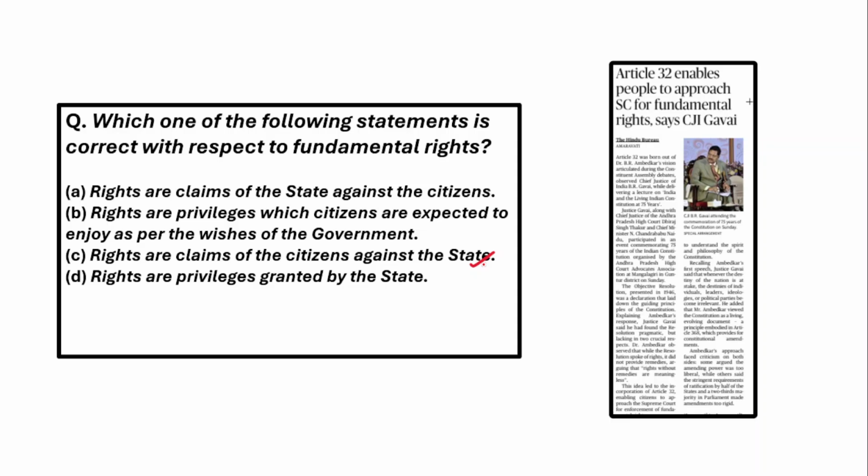Now an article has been given in the Hindu newspaper about Article 32 of the Indian Constitution. We all know that Article 32 of the Indian Constitution deals with the right to constitutional remedies, which means if any of these fundamental rights are violated, the aggrieved citizen can approach the Supreme Court for the enforcement of his or her fundamental rights. I hope you have understood this.